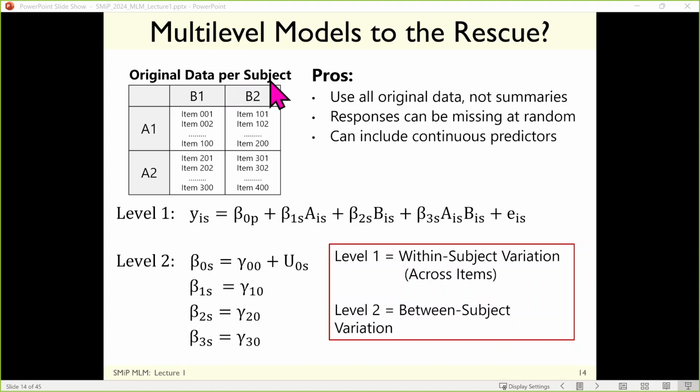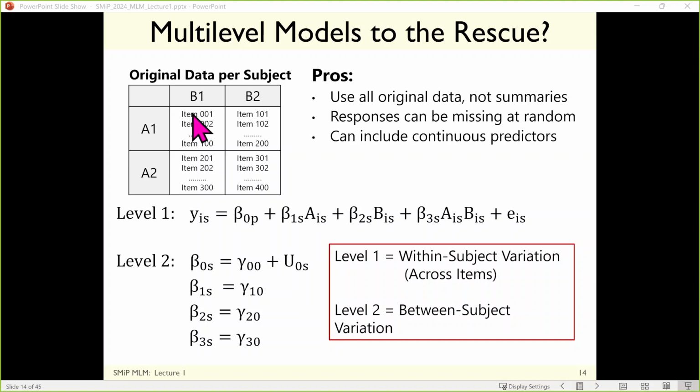We have the original data per subject. What if we don't collapse? What if we don't aggregate all of the items that are the same kind up to a condition mean and use those means as data? What if we just leave the data in their original form? So each row of the data set would be a specific response to a specific item from a specific subject.